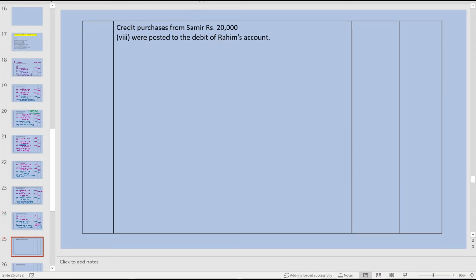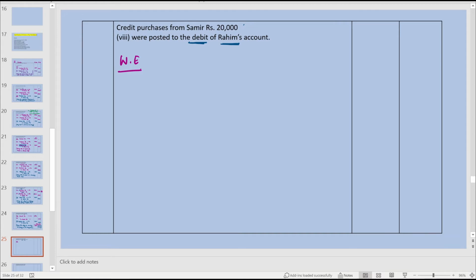Next one says credit purchases from Samir 20,000 were posted to debit of Rahim's account. Now again, first of all, the debit is wrong and the name of the account holder is wrong. So let's do the wrong entry they have passed. They have posted it to the debit of Rahim's account.